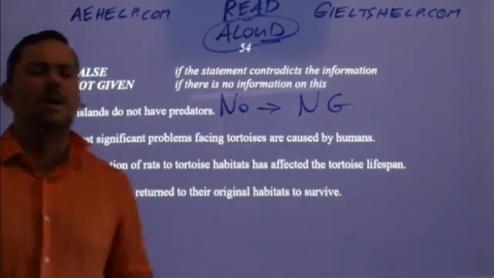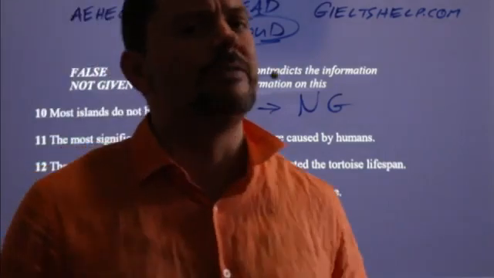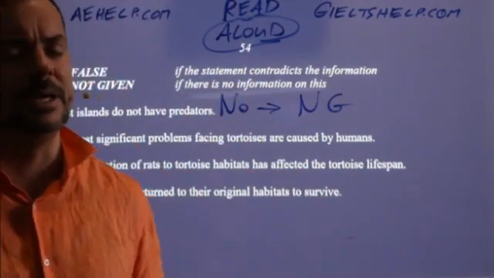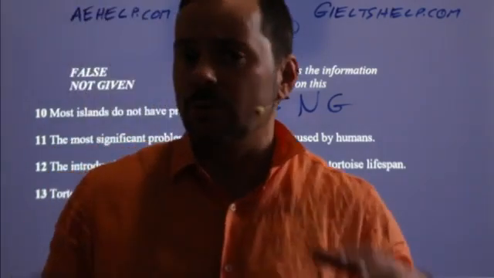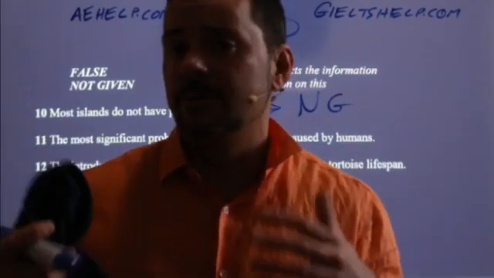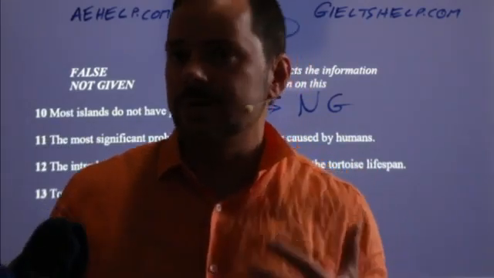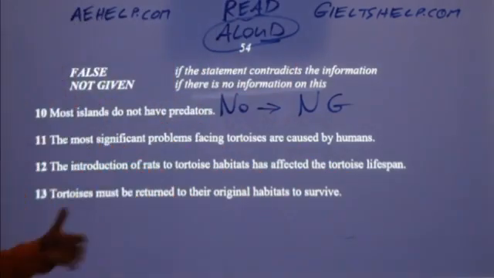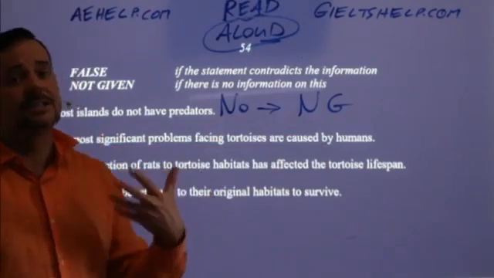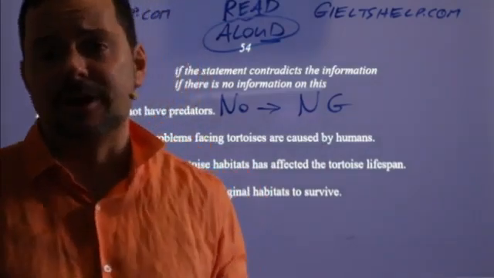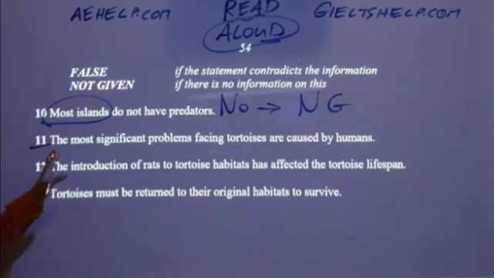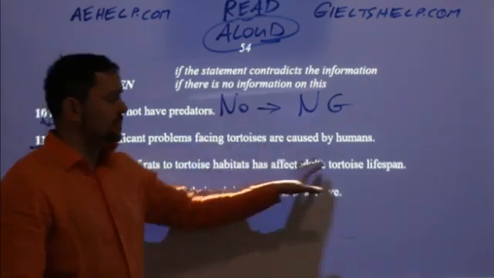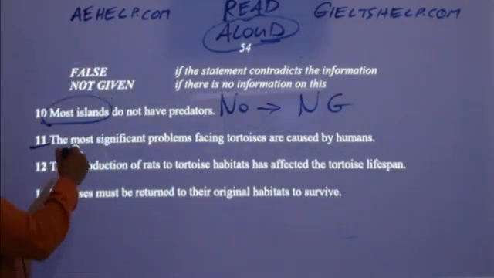Okay? Why would the author even say that, right? There are a lot of islands around the world. Think about the Philippines, think about around Thailand, Japan. It would be strange. So think, okay, the IELTS doesn't lie. The passages don't lie. The author wouldn't state something so strange, right? So, no, not given. The islands that tortoises live on don't really have predators, but it doesn't say most islands. It's this that's strange in the question, okay? All right, number 11. The most significant problems facing tortoises are caused by humans. Is this important?